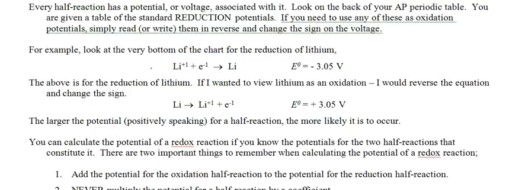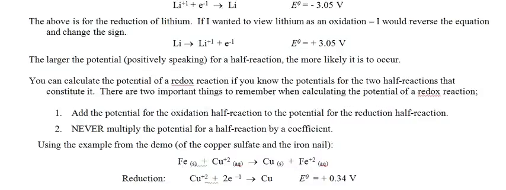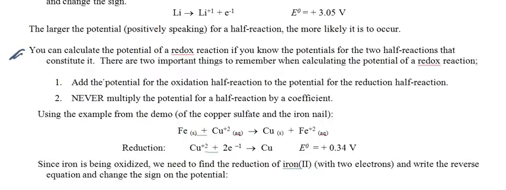We can do that. All right. You can calculate the potential of a redox reaction if you know the potentials for the two half reactions that actually make it up. There are two important things to remember when calculating the potentials of a redox reaction. Add the potential for the oxidation half reaction to the potential of the reduction half reaction.